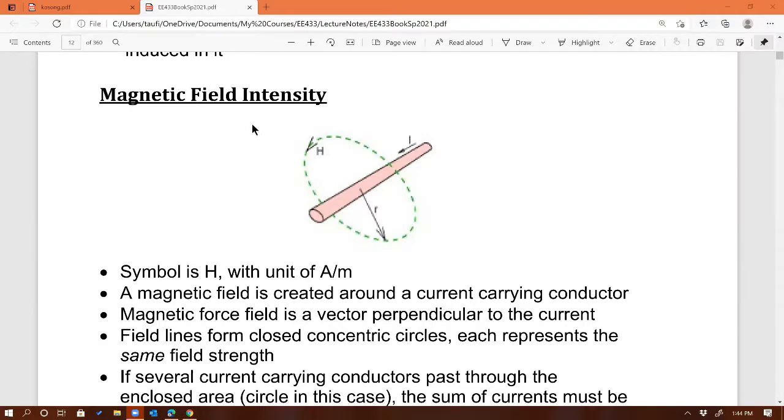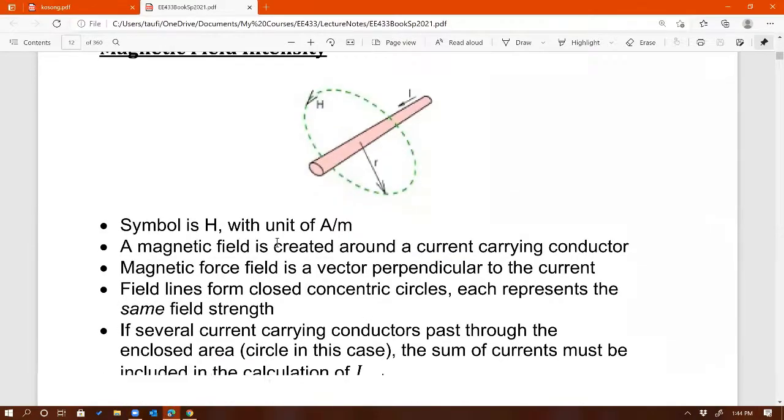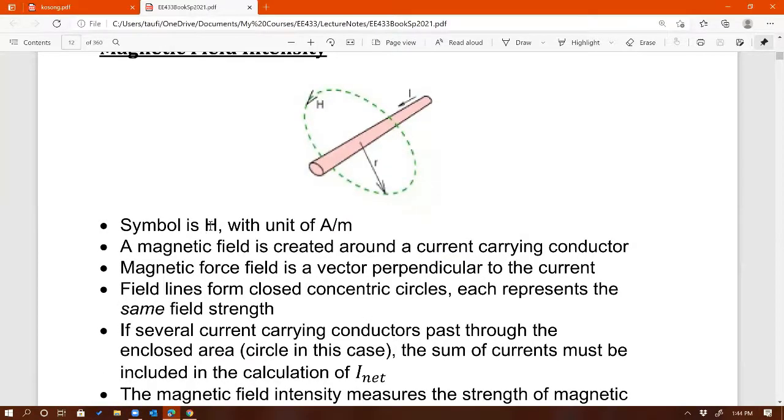All right, magnetic field intensity. Symbol is H, capital letter H, and the unit is A over M, amperes over meter, right? And a magnetic field is created around a current carrying conductor. That's what we learned from physics.